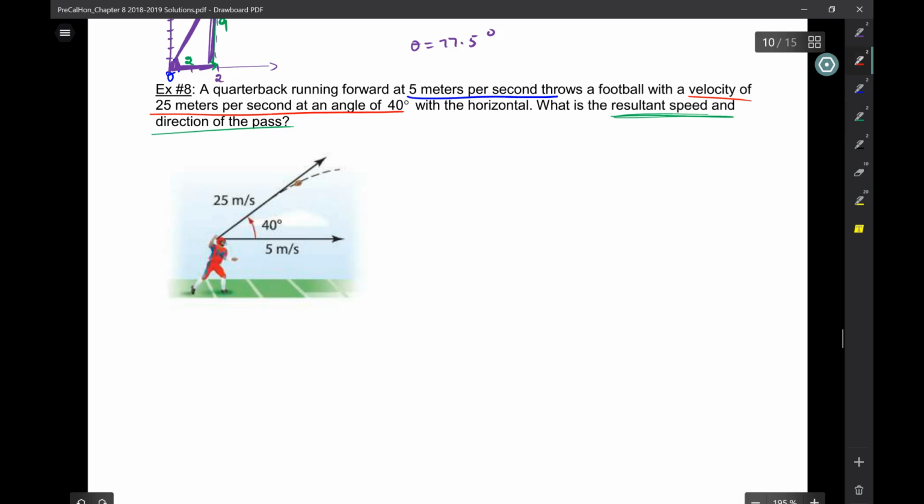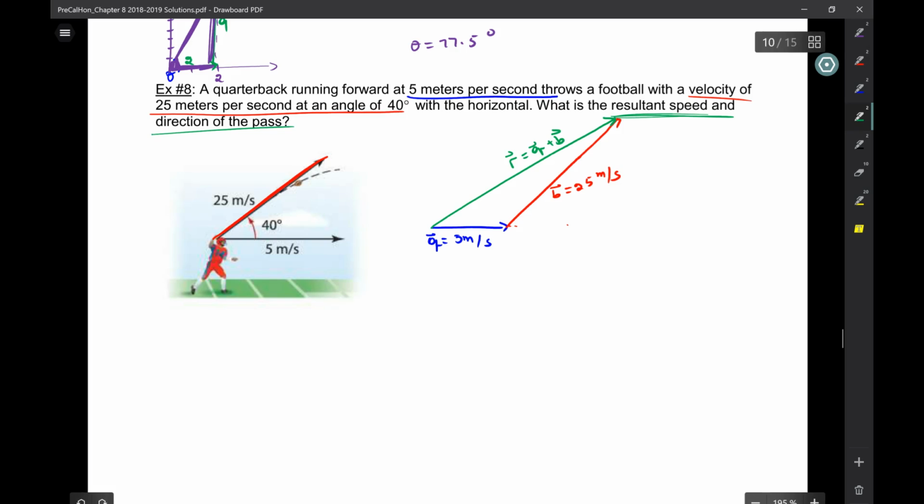Okay, so I need to do a vector addition diagram, because this is a picture, not a diagram. So he was going 5 meters per second. I will call that the quarterback, Q. Then he threw the ball at a velocity of 25 meters per second with an angle of 40 to the horizontal. So if that's the horizontal, that's what it looks like. And that's a much longer one. We'll call that B for ball, and that's 25 meters per second. So what's the resultant? That's the resultant, and that's Q plus B.